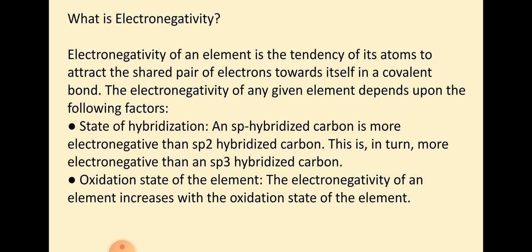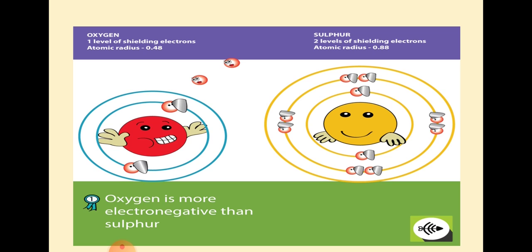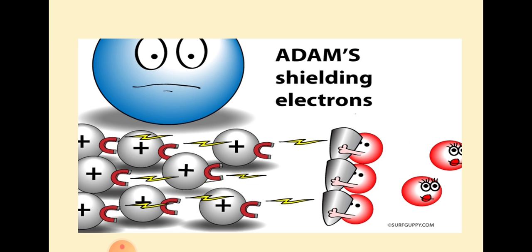What is electronegativity? Actually, electronegativity of an element is the tendency of its atoms to attract the shared pair of electrons towards itself in a covalent bond. Here, for electronegativity, we have to consider a covalent bond.